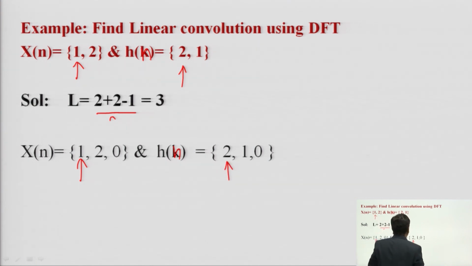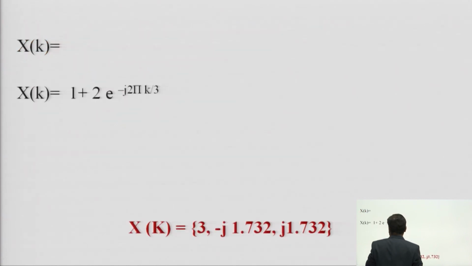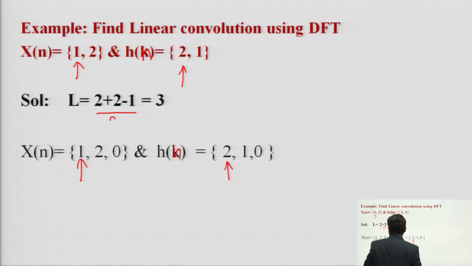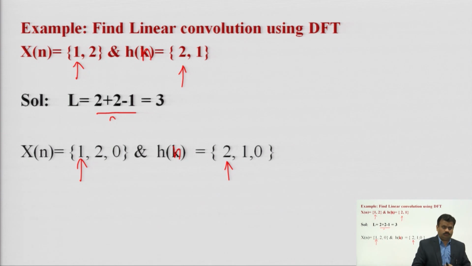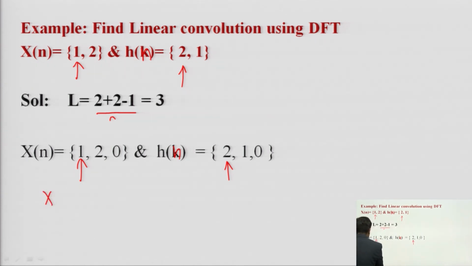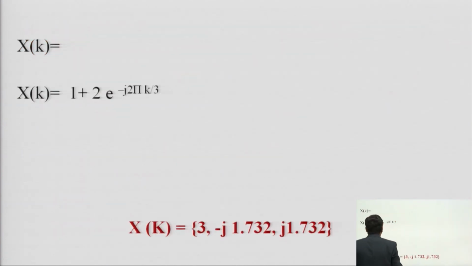Find the linear convolution using the DFT. In this, x(n) and h(n) are given to you. So, at first you can calculate X(k), here your N is equal to 3, then you can calculate H(k), N is equal to 3 again. Okay. So, at first you can calculate X(k).